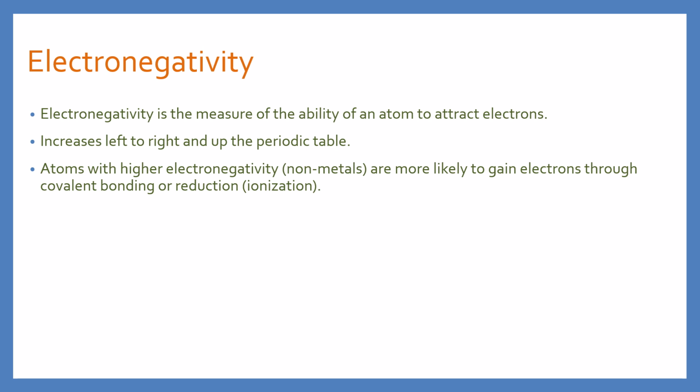Atoms with higher electronegativity, typically nonmetals, are more likely to gain electrons through covalent bonding or reduction. For example, here we have chlorine gas. We can balance this equation by plugging a 2 in here. In the chlorine gas, each of these chlorine atoms only has 7 electrons. Hopefully you recall that each covalent bond is made up of 2 electrons. So each of these atoms has 7 electrons, and that's also how many electrons each chlorine would have come into this molecule with.